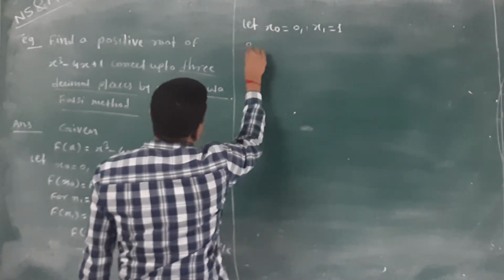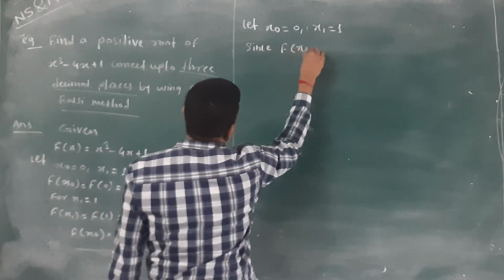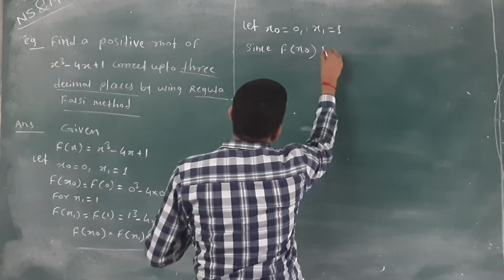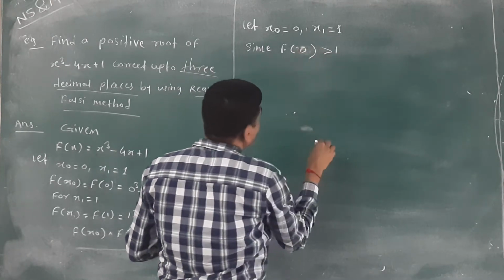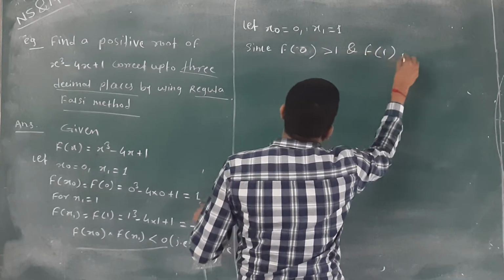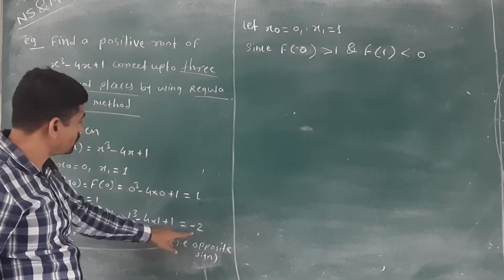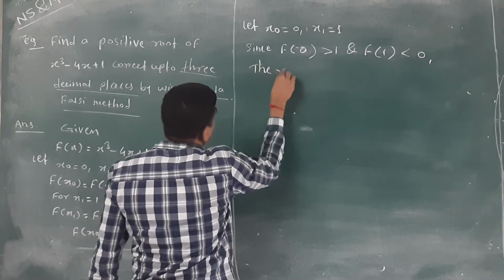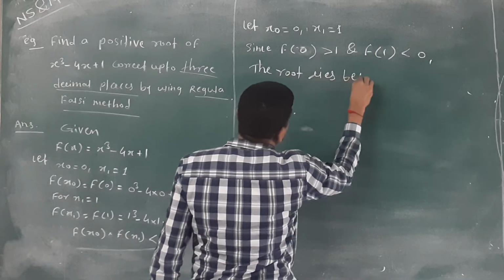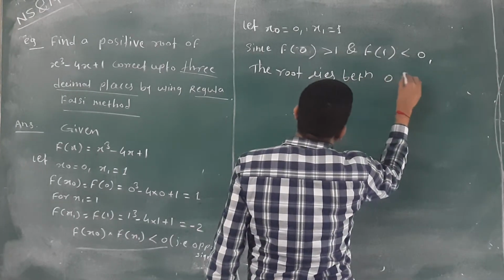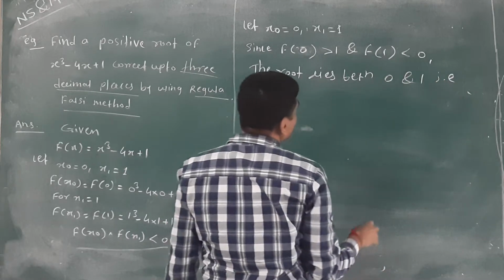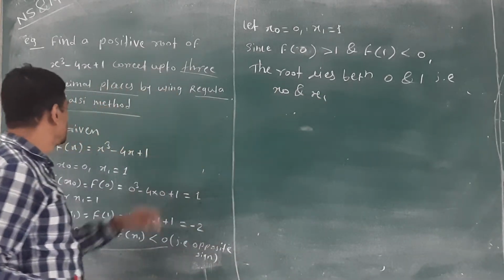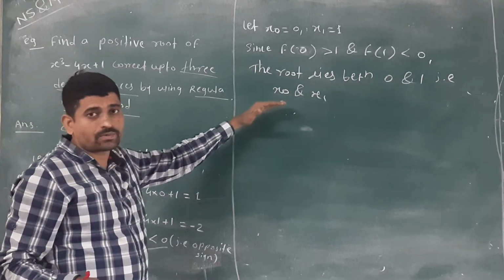Then we can write: since f(0) is greater than 0 because of 1, and f(1) is less than 0 because of minus 2, the root lies between 0 and 1, that is x0 and x1. Up to that, are all of you getting it?